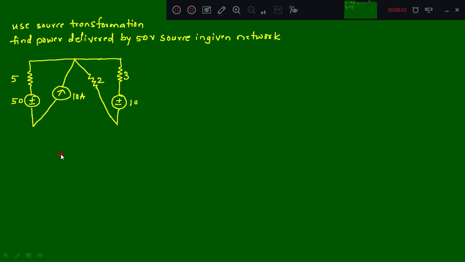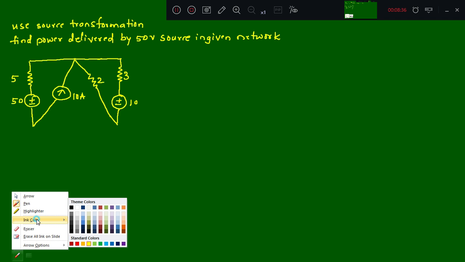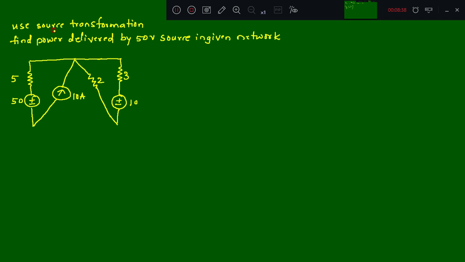So the problem statement goes in this way. Use source transformation, find the power delivered by the 50 volt source in the given network. So we need to find the power delivered by the 50 volt source using source transformation, right? So the meaning of that is this part of the circuit you should not alter till the end of the solution, right? So that is sure, right?